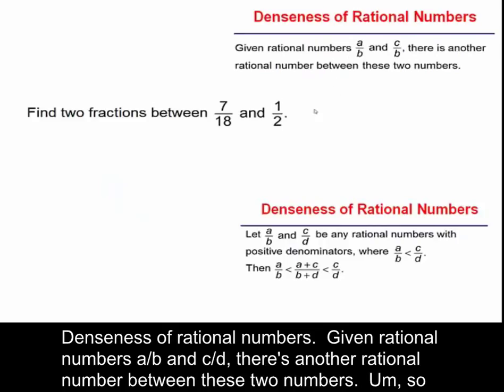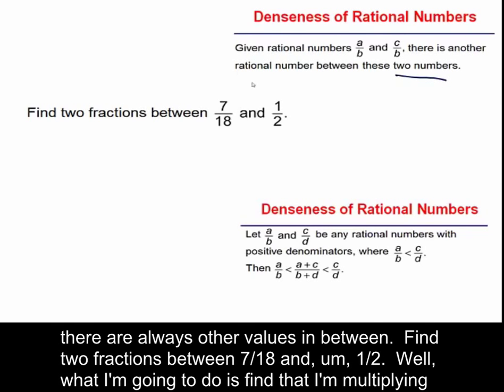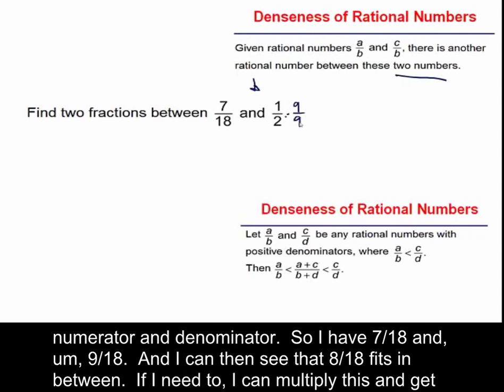Denseness of rational numbers. Given rational numbers a/b and c/d, there's another rational number between these two numbers. So there are always other values in between. Find two fractions between 7/18 and 1/2. Well, what I'm going to do is multiply numerator and denominator. So I have 7/18 and 9/18, and I can then see that 8/18 fits in between.